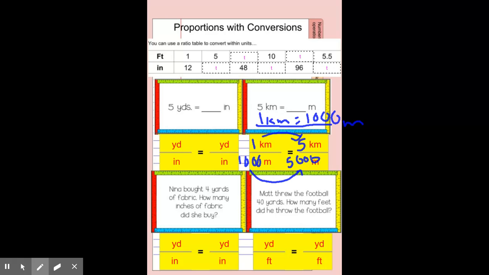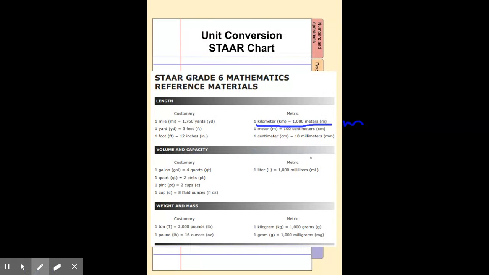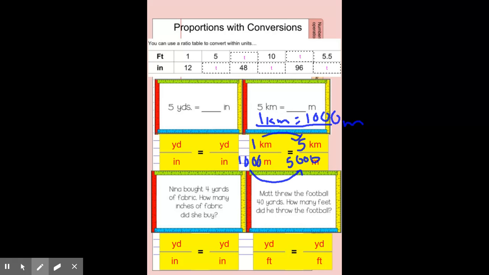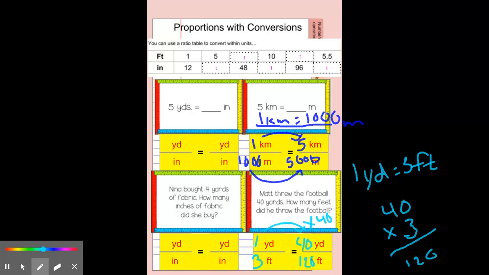Okay, so I want you guys to pause it and try the last one. You're going from yards to feet. So go ahead and look at your star chart and find yards to feet and solve your problem. All right, so you should have gotten 120 feet. You should have multiplied 3 times 40 to get 120 feet.